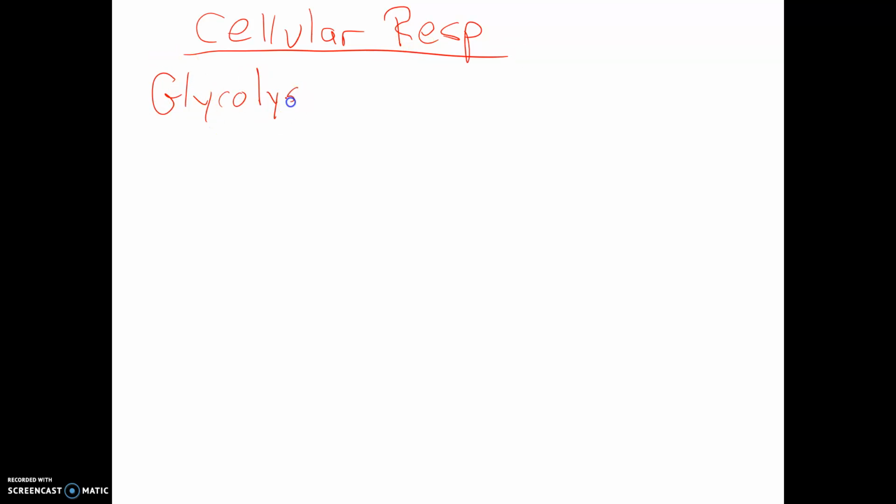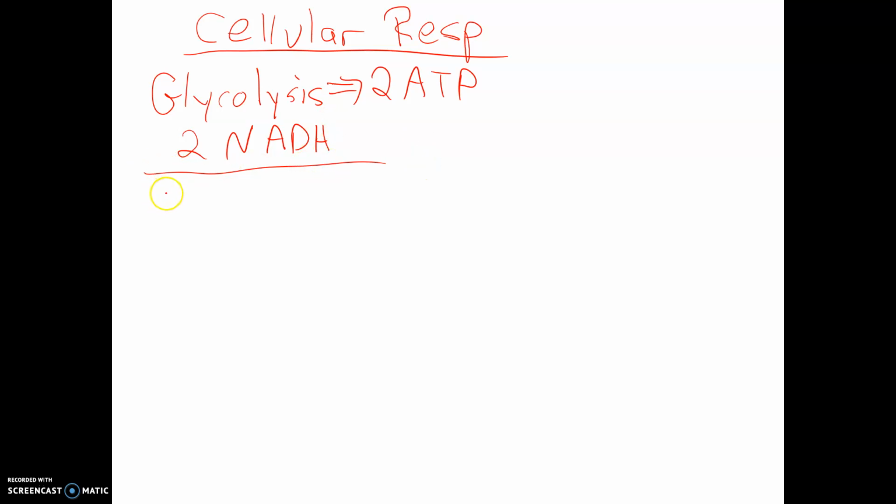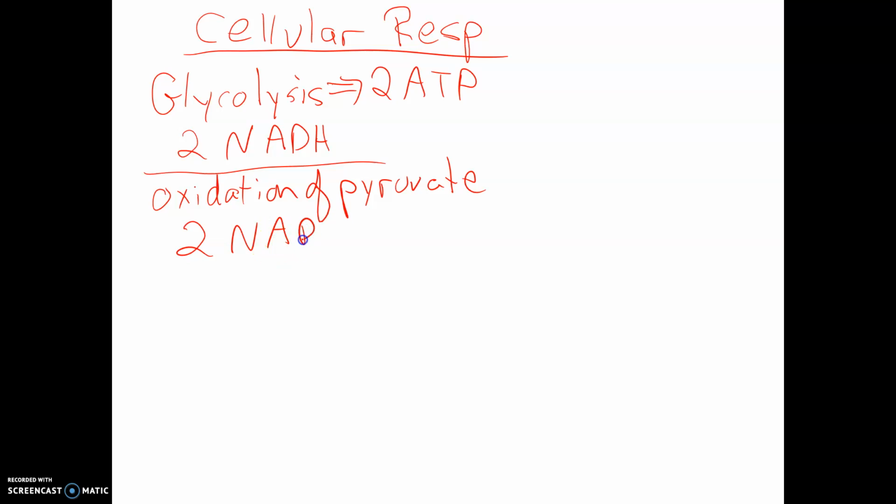Okay, so the overall production of ATP by cellular respiration. Where does all that ATP come from? All right, well, first we have glycolysis. Glycolysis forms two ATP molecules directly, and it also forms two NADH molecules. And then the next one is the oxidation of pyruvate, which produces no ATP, but it does produce two NADH molecules.